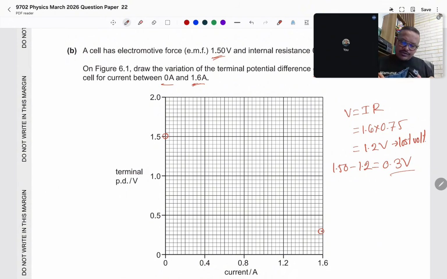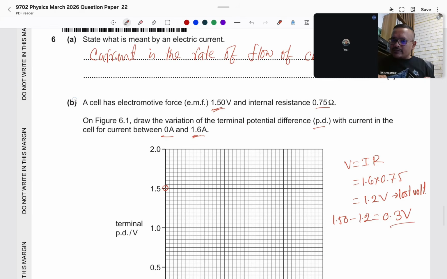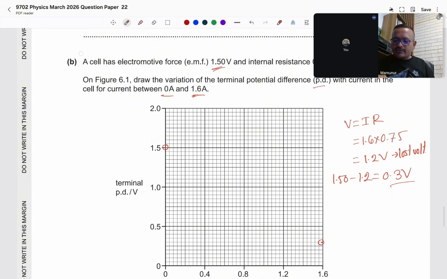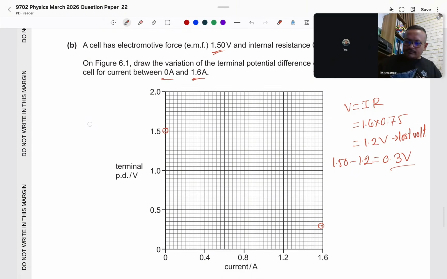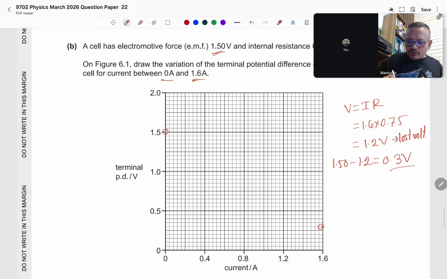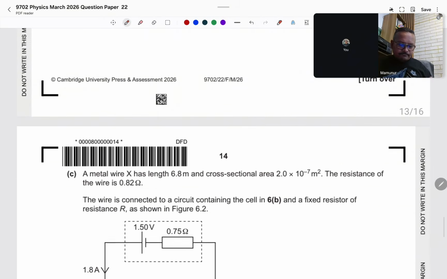Now, definitely current and voltage are directly proportional, because resistance is constant. According to Ohm's law, current is directly proportional to voltage. So here as well, it will increase linearly. So we can draw a straight line here, from this point to this point.